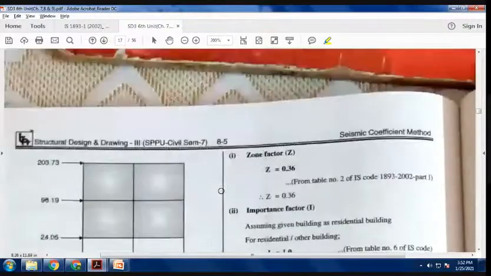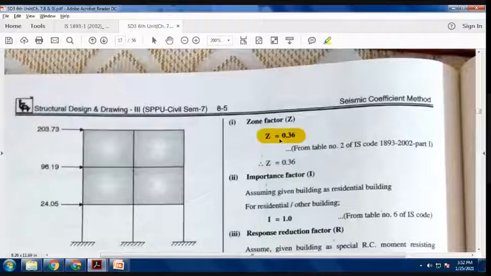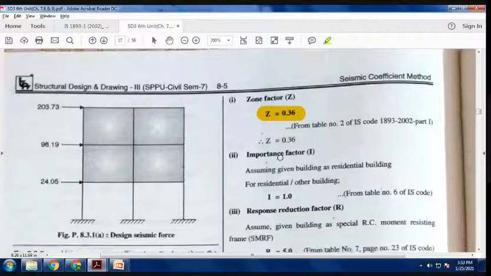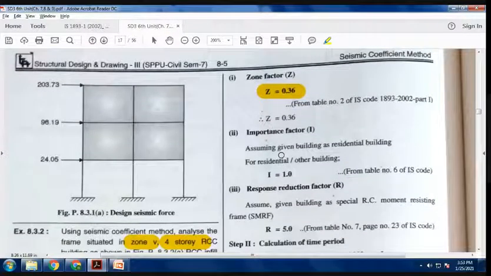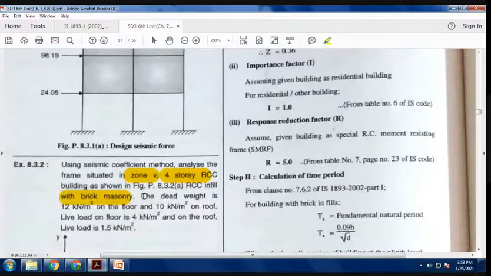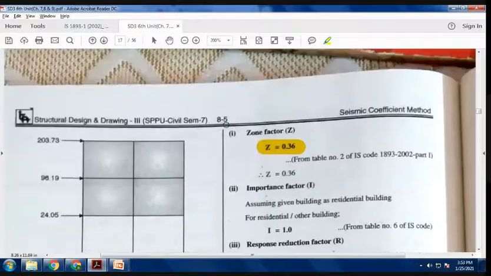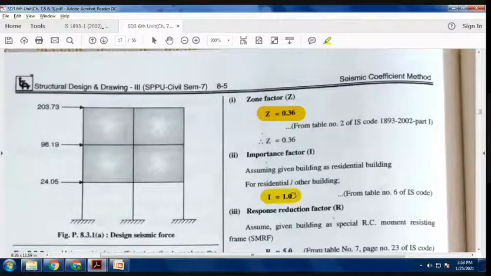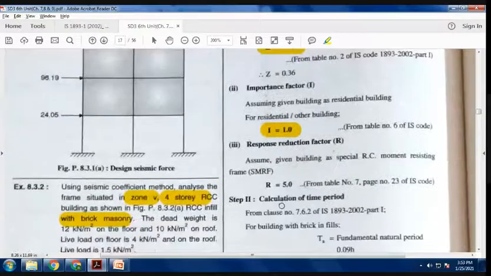The first thing is that we will determine the zone. He has given zone number 5. For that, the zone factor is 0.36. Importance factor: he has not mentioned what type of building it is, whether a school building, hospital, or public sector building. So instead of 1.5, we will take I equals 1.